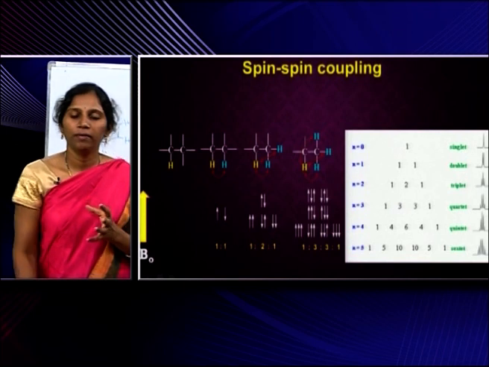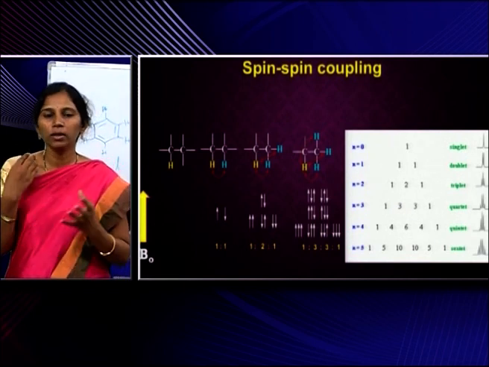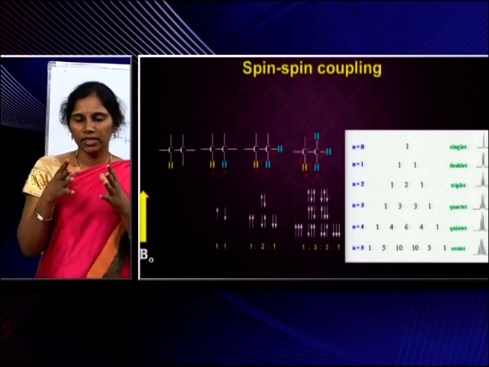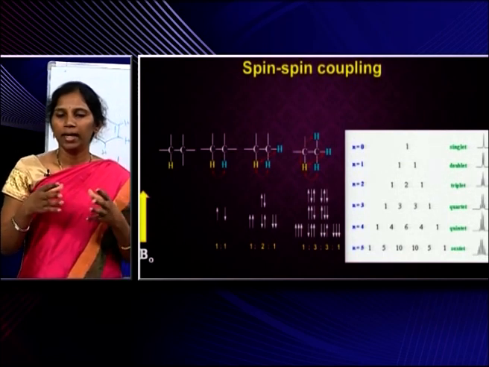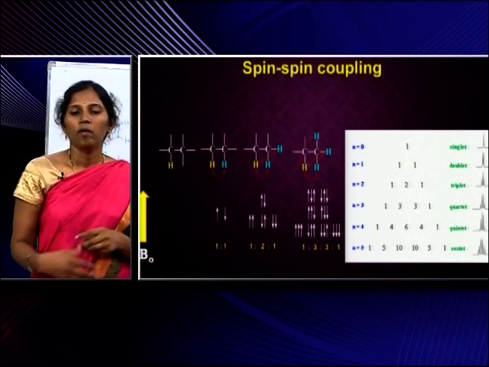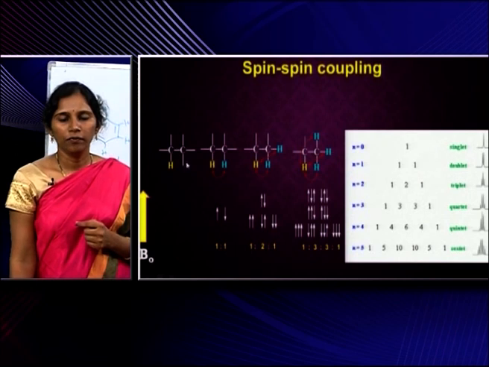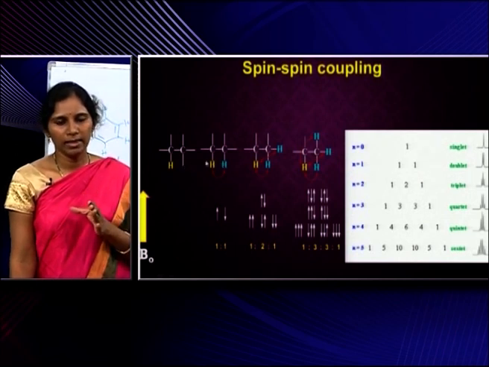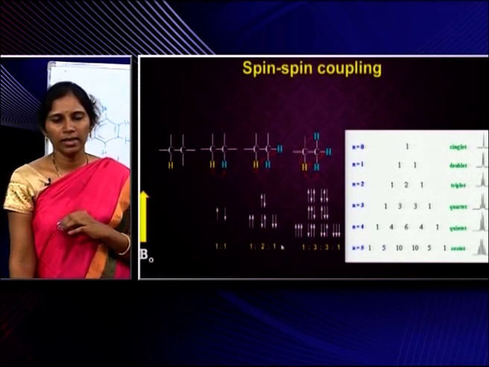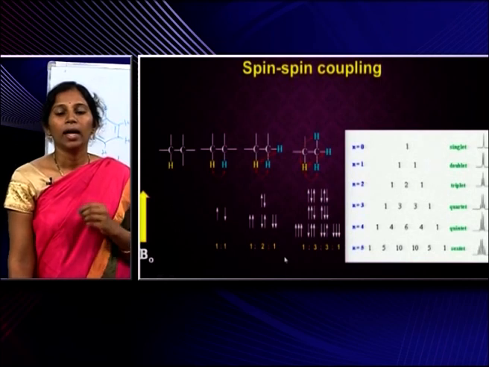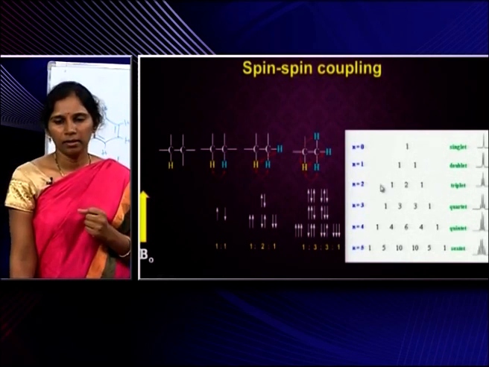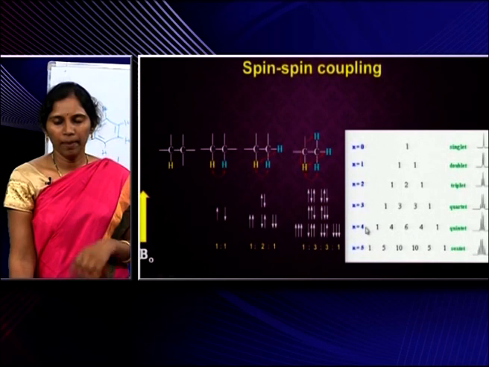Like that, we will have different types of signals, which is called spin multiplicity, depending upon the n plus 1 rule. Why n plus 1? Because if one proton is there adjacent to it, it is splitting as 2. If 2 are there, 2 plus 1, 3. Into 3 signals it is splitting. Like that, the intensities of the peaks will be defined by using Pascal triangle.